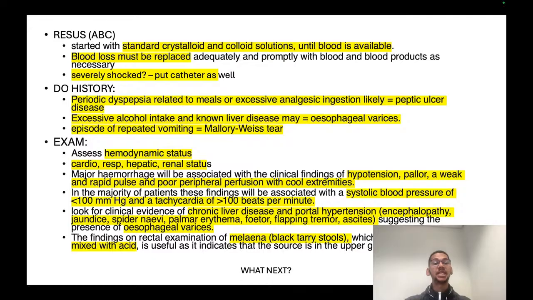We need to do a history. So periodic dyspepsia related to meals or excessive analgesic ingestion is likely peptic ulcer disease. Excessive alcohol intake and known liver disease with stigmata of liver disease could definitely indicate esophageal varices, and an episode of repeated vomiting could indicate Mallory-Weiss tear.